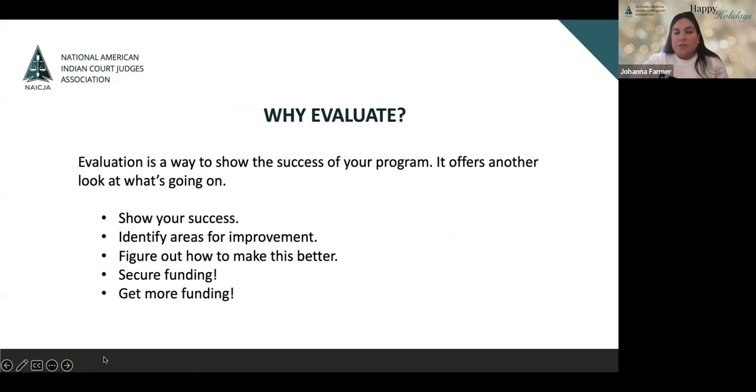So why do we want to do evaluation besides the basic, I have a grant and this is required for me to evaluate the program? Evaluation is also a way to show the success of what's going on in your program. It offers a look at the breadth and depth of the work that you're doing. It can show what is successful. It can say, here are some things maybe we're struggling with and that we could improve on. And it helps secure funding and get more funding.